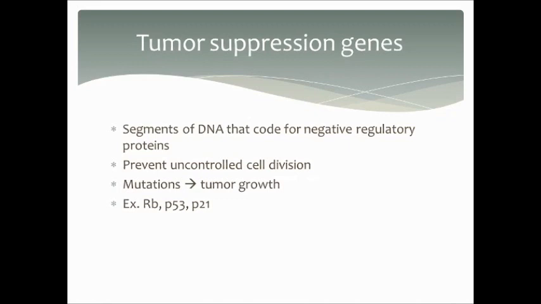Tumor suppression genes are segments of DNA that code for negative regulatory proteins. So they inhibit the cell cycle. They prevent this uncontrolled cell division. So, like we said with cancer, any mutations in the DNA could result in tumor growth and the formation of cancers. The retinoblastoma protein, P53 and P21 are all tumor suppression genes. So if they notice there is some kind of mutation that's occurring, they can suppress that from continuing to divide and form new cancer cells.